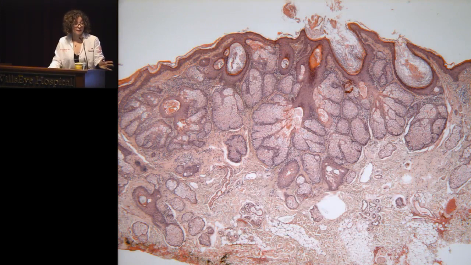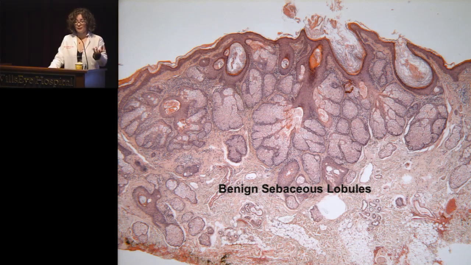That's what it looks like histologically. The key here is maturity and symmetry. So you see a completely symmetrically arranged proliferation of sebaceous lobules around a central duct.